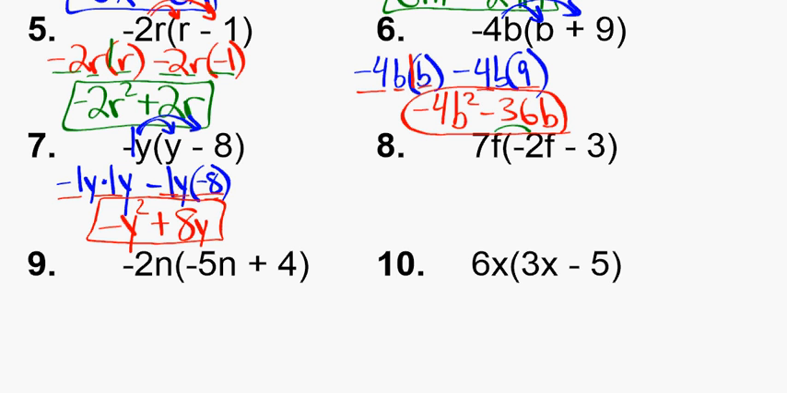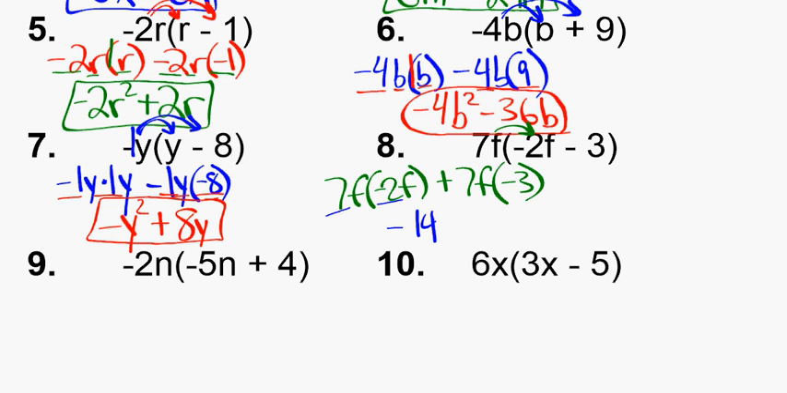Next, we have 7f times a negative 2f and a positive 7f is being multiplied by negative 3. So 7 times negative 2 is negative 14. F times f gives us f squared. And then 7 times negative 3 is a negative 21. And don't forget your f.